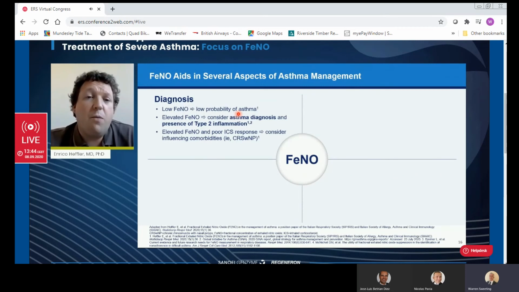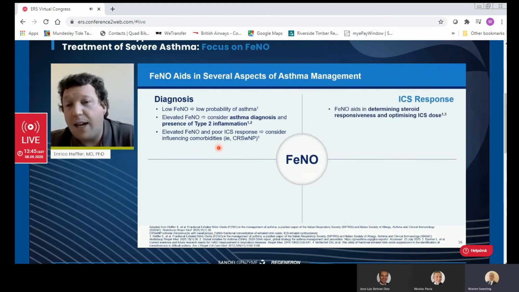Another situation in which FeNO at diagnosis can be very high is when a patient has respiratory comorbidities of asthma, such as chronic rhinosinusitis with nasal polyps, which is described as one of those situations in which FeNO is very high, even when asthma is not present. So the production of nitric oxide is very high even when there is an upper airway type 2 inflammatory disease, such as nasal polyposis.